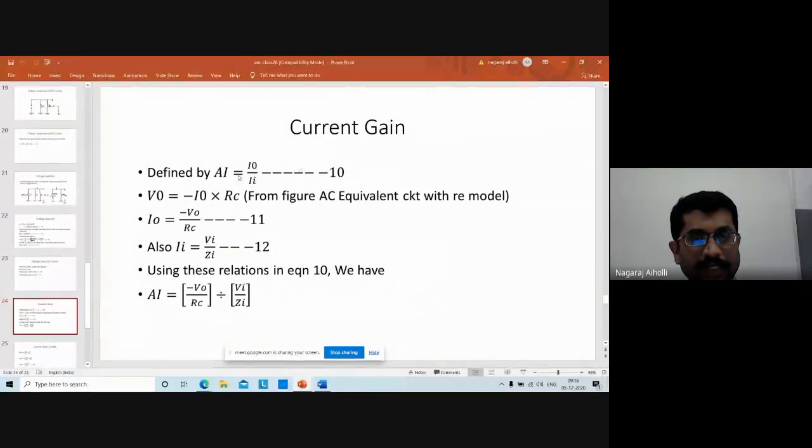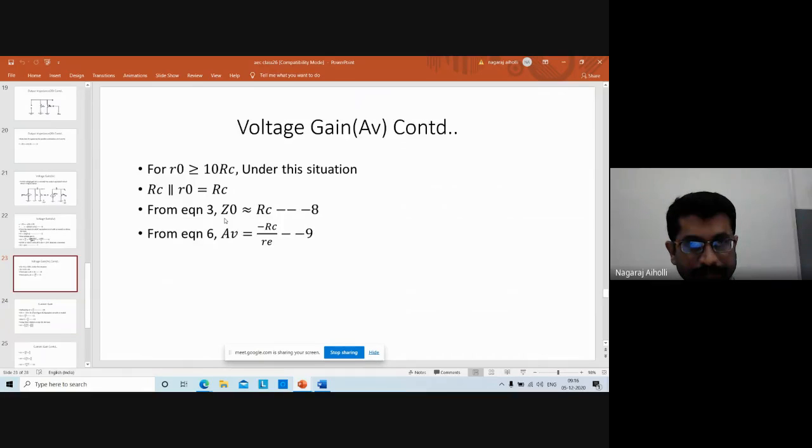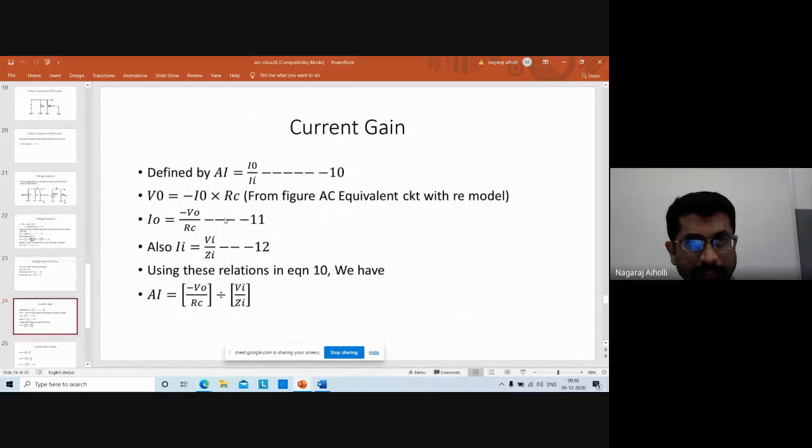Next is current gain. AI is I naught upon II, the ratio of output current to input current. What is the equation for V naught from the re model? Whatever performance parameters we are deriving, they are all derived from the re model only. Whichever circuit it may be, here in AC analysis module 2, we are deriving the performance parameters by considering the re model. What is the equation for current gain? I naught by II. Now, what are I naught and II? We have to find out.